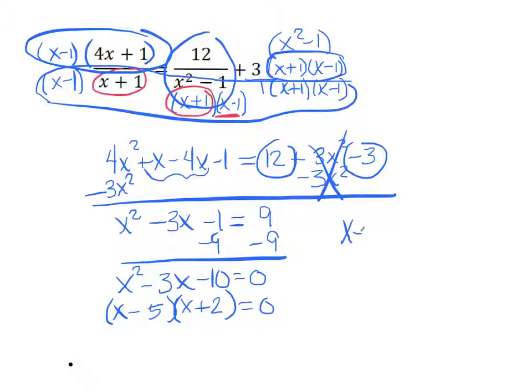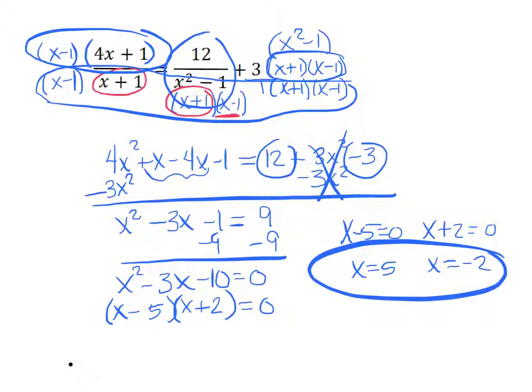So now I take x minus 5 equal to 0 and x plus 2 equal to 0. And so we get x equals 5 and x equals negative 2. And once again, I go back up to the beginning and I check if I plug in a 5, if I plug in a negative 2, am I going to get any zeros on the bottom? And I don't, so I'll go with these two answers.